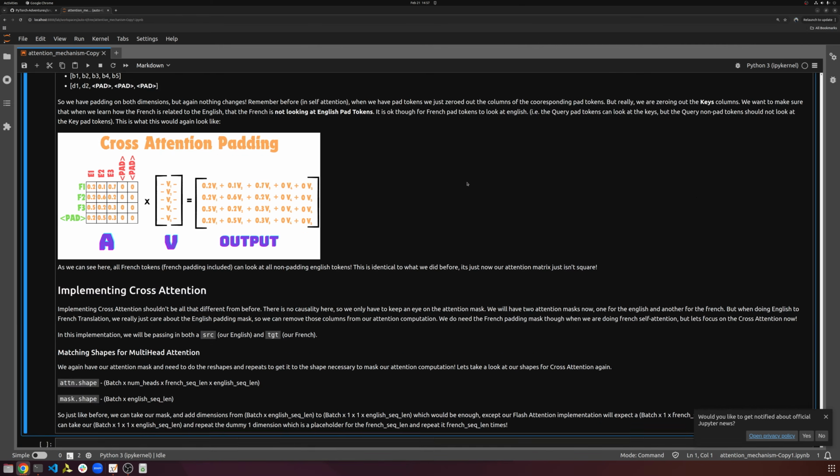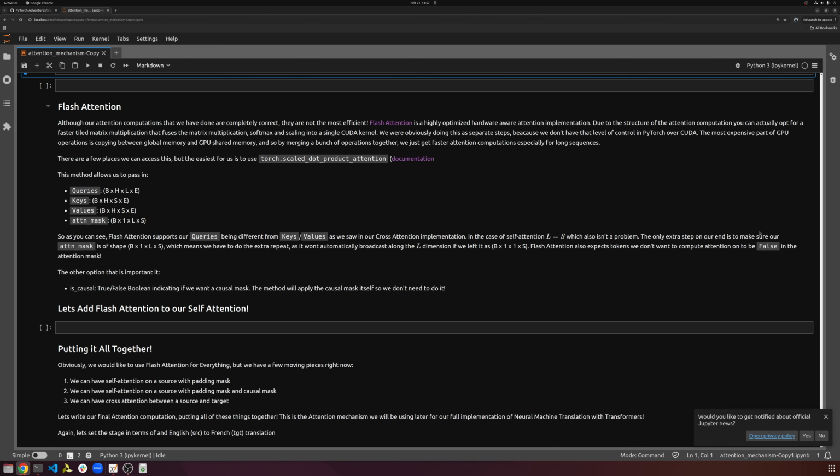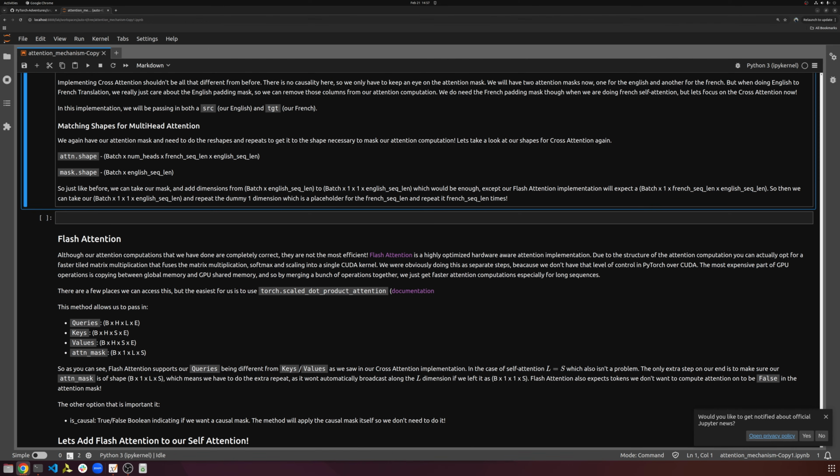So there we go. Let's go ahead and implement cross attention. When I say implement, there's really nothing to implement. There is one thing to keep in mind: there is no such thing as causal attention in cross attention. That doesn't make any sense. There is no causality here. We just want all of the English we have to look at all of the French we have, and that's it. The causality is induced by the causal self-attention. But everything else is just like this.